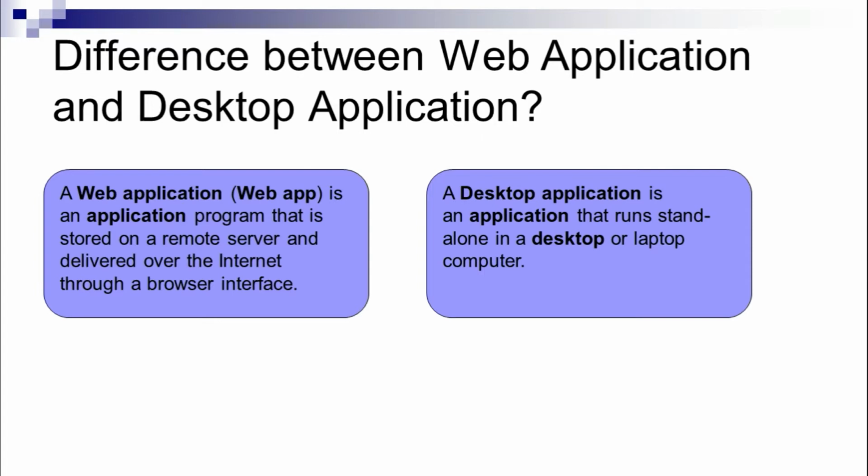A web application is an application program that is stored on a remote server or delivered over the internet through a browser interface. And if I talk in layman terms, anything that's running over the internet like Facebook, Gmail, Yahoo, they are web applications. Okay, Amazon, eBay. And anything that's present on the desktop and that runs standalone is your desktop application. So you can have any standalone application on your desktop which will run only on your computer and not over the internet. So that's desktop application.